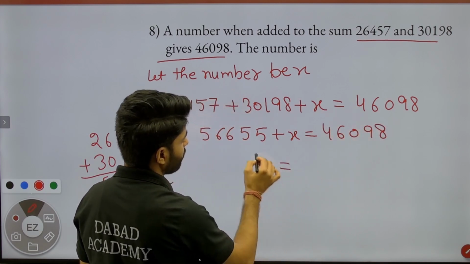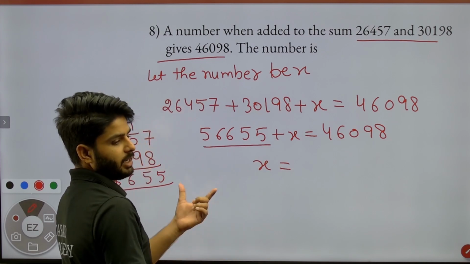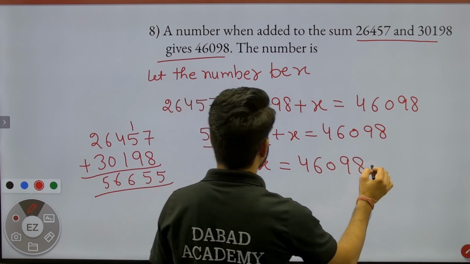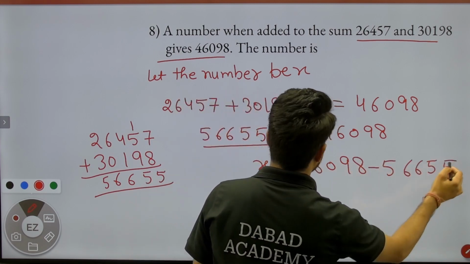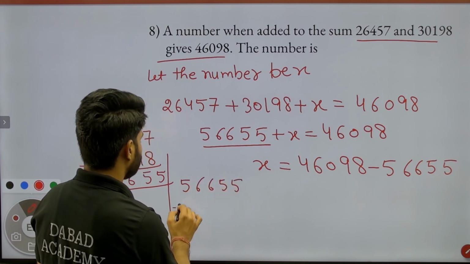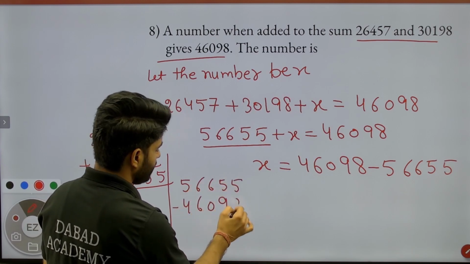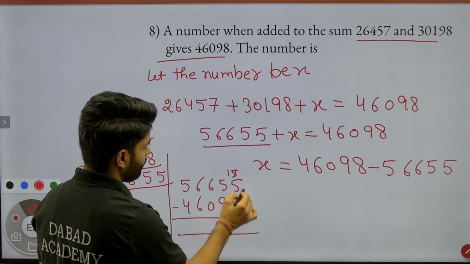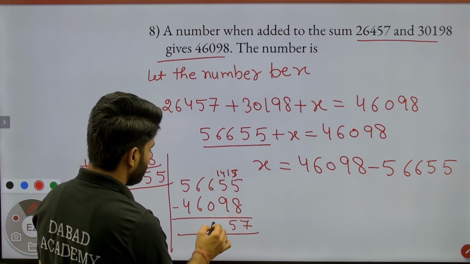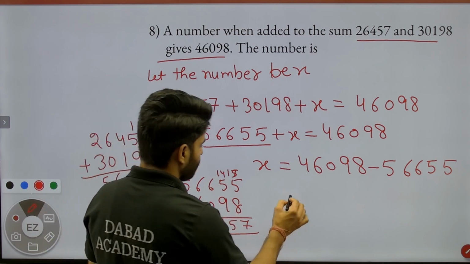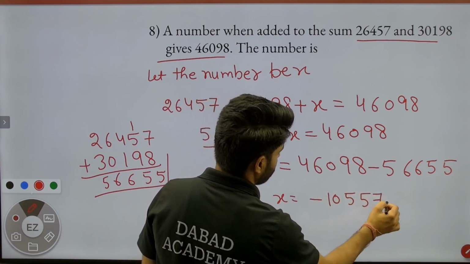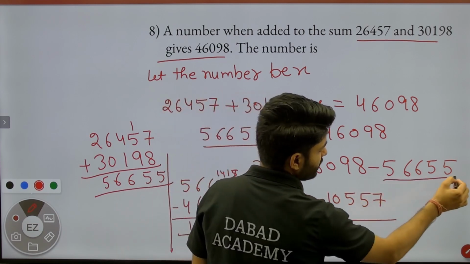Now according to the big plus formula, this number is positive on one hand side. When we take it on other hand side, it will change into negative. So now we have to subtract this number from this number. So that is equals to 5, 6, 6, 5, 5 minus 4, 6, 0, 9, 8. That is 15. 15 में से 8 गया, that is 7. Here is 14. 14 में से 9 गया, that is 5. Here is 5. Here is 0. Here is 1. So x equals to minus 10557. Here is negative sign because the negative number is bigger.